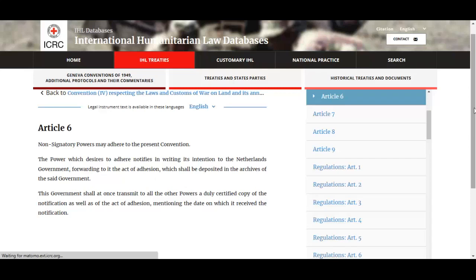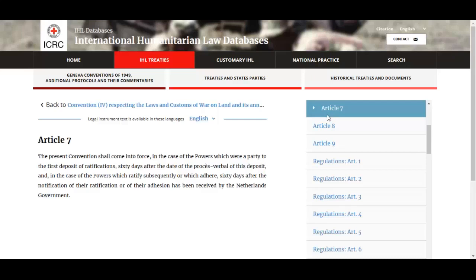A power which desires to accede notifies its intention in writing to the Netherlands government, forwarding to it the act of accession, which shall be deposited in the archives of the said government. The said government shall immediately forward to all the other powers a duly certified copy of the notification as well as of the act of accession, mentioning the date on which it received the notification. Keeping a record of who stands where.